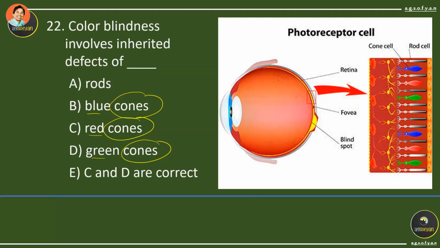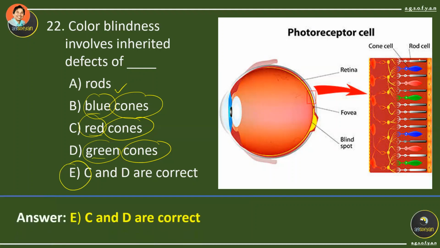People usually do not have a problem with blue, so blue is always present. But some people lack red or green or both. This is what causes color blindness. So usually color blindness is related to the colors red and green. So the answer should be D, which is red and green.